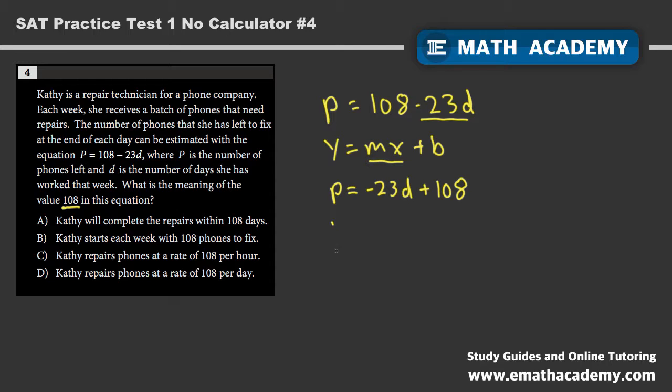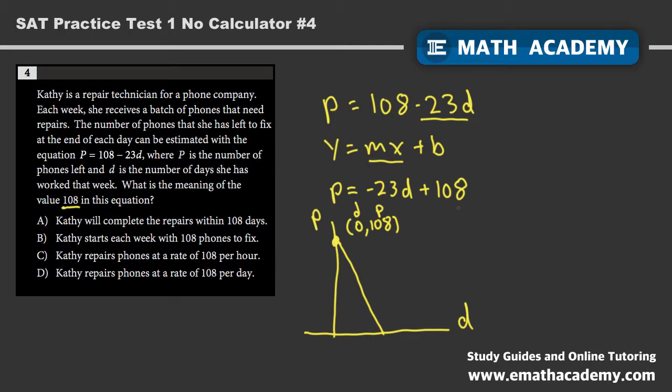So if we were to graph this, our graph's going to look something like this. This is the P axis, this is the D axis. And it goes through, when D is at 0, we get P is going to be equal to 108. So 0, 108. This was D, and then 108 was P. The slope is negative 23. So every time D increases by 1, our graph is going to go down by 23. So it's going to be a really steep negative slope.